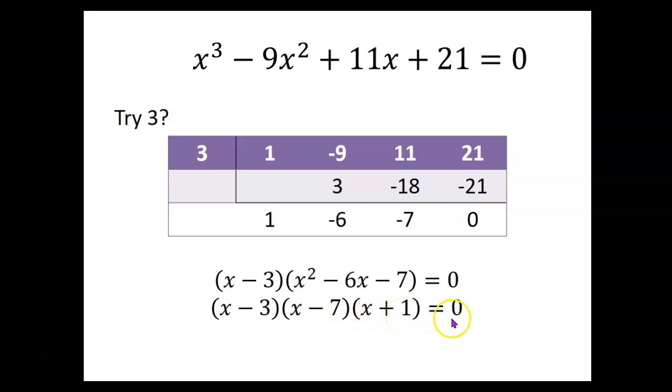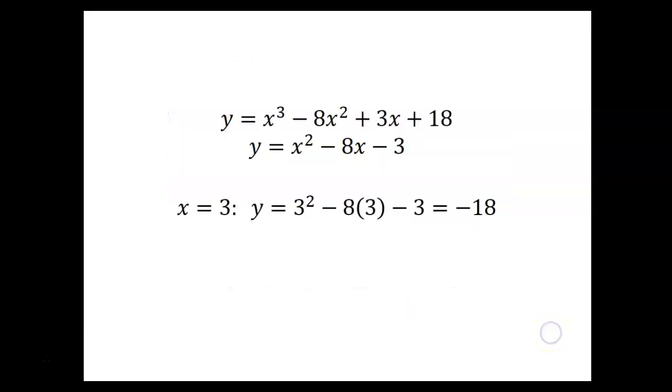So now for the whole thing to equal 0, either x minus 3 equals 0, which means x equals 3, or x minus 7 equals 0, which means x equals 7, or x plus 1 equals 0, which means x equals negative 1. Now for each one of those x's, there's a y that goes with it that we can find by plugging that x into either one of these equations. I think the bottom one is easier to work with.